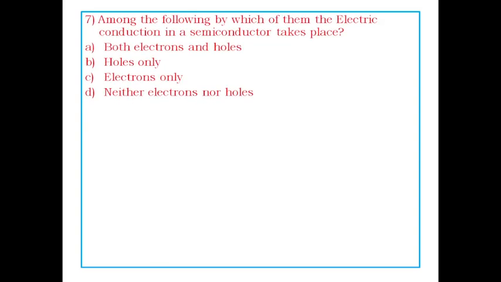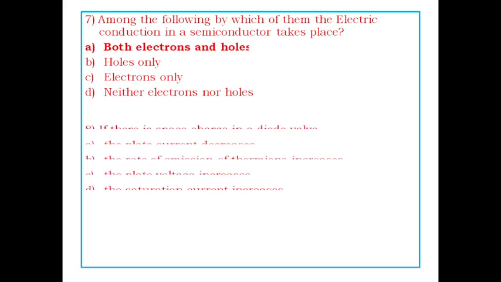Among the following, by which of them does the electric conduction in a semiconductor take place? See, in a semiconductor there will be a motion of electrons, and because of the holes we get this movement of electrons. So both electrons and holes are responsible for conduction in a semiconductor. So option A would be the answer.